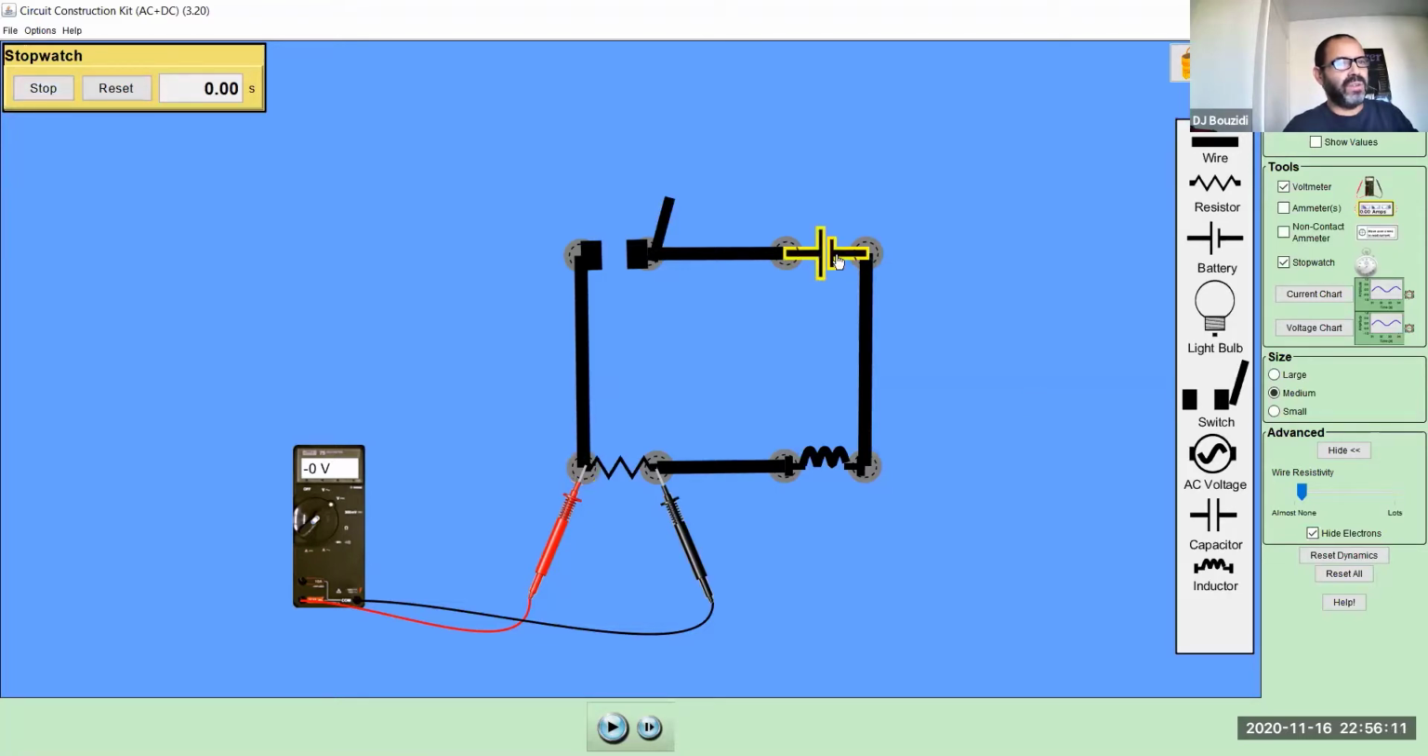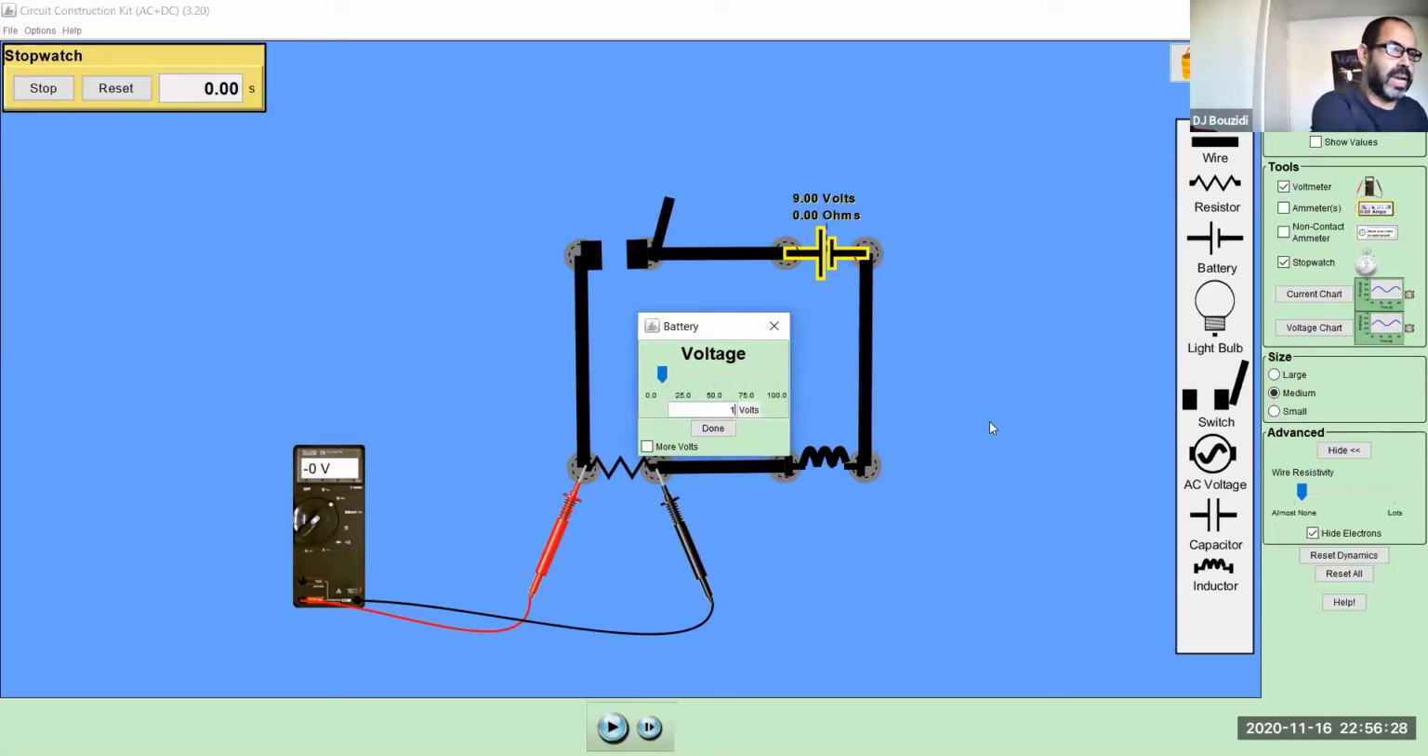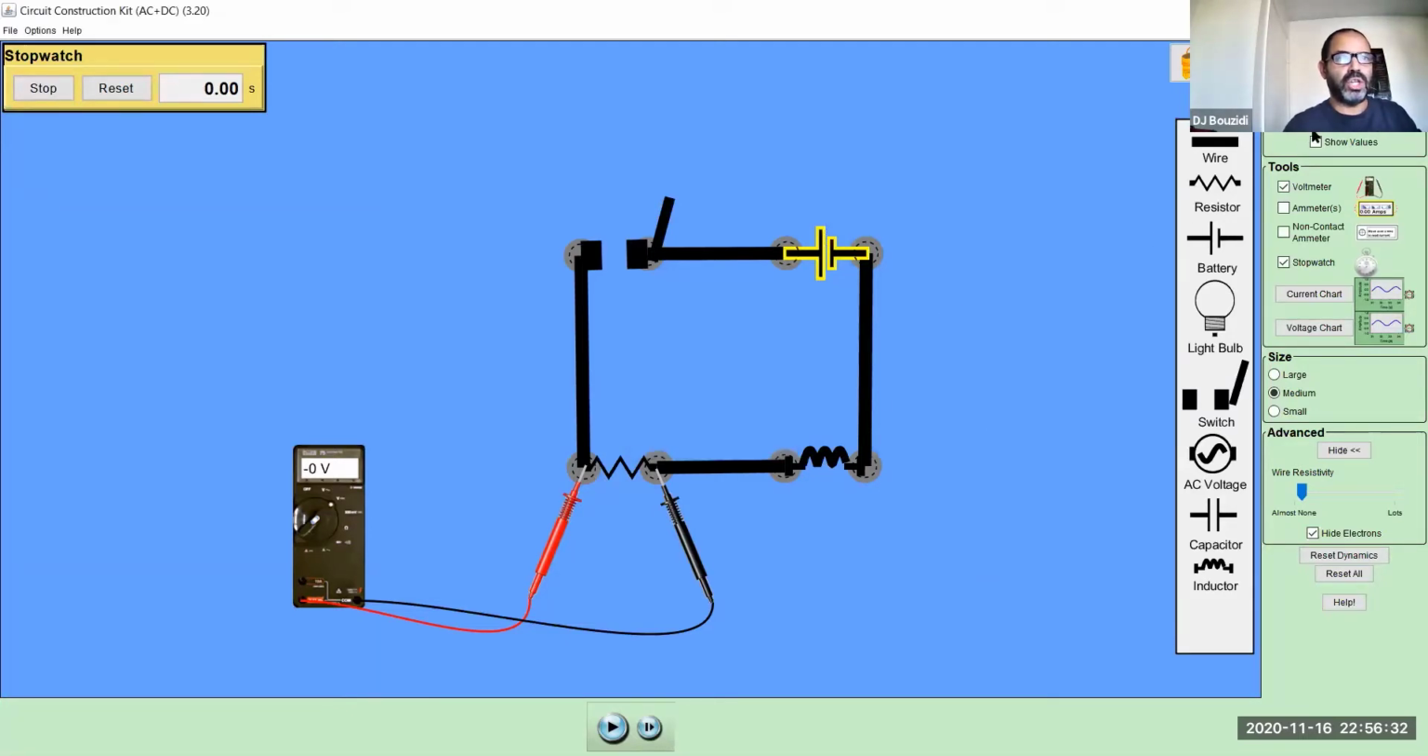I want to change the value of the EMF because they said it needs to be, how much was it? It needs to be 12 volt. So I'm going to put a 12 volt in here. You can actually select it and type it manually and say done. Okay. Show values to make sure that it persisted.